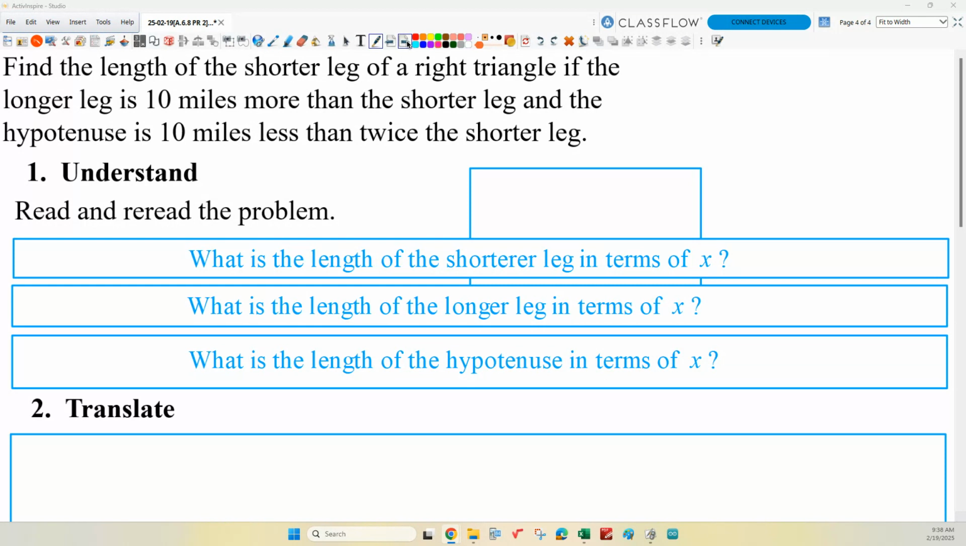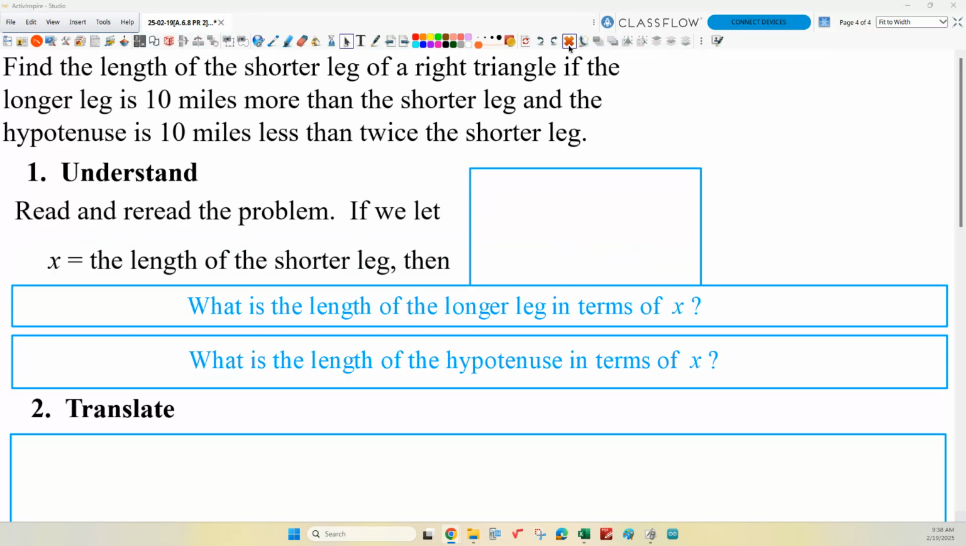The shorter leg, right? We don't know anything about the shorter leg. We know a little something about the longer leg and the hypotenuse. So what should we set the length of the shorter leg equal to if we know nothing about it? X. Yeah, the thing we know nothing about we'll set equal to our variable, right? So the length of the shorter leg, we'll call that X.